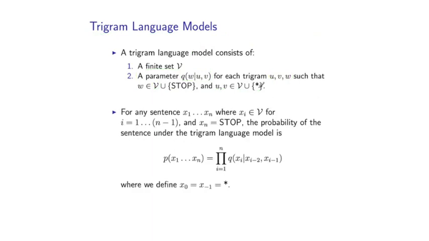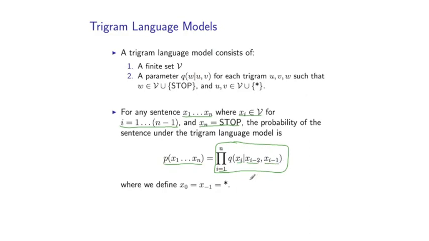And given these definitions, the model defines a distribution as follows. For any sentence x1 through xn, where each xi is in V for i equals 1 to n minus 1, and where xn equals stop, the probability under the trigram language model is defined as a product of terms. So I have i equals 1 to n, and at each point, I have q of xi given x_{i-2}, x_{i-1}.